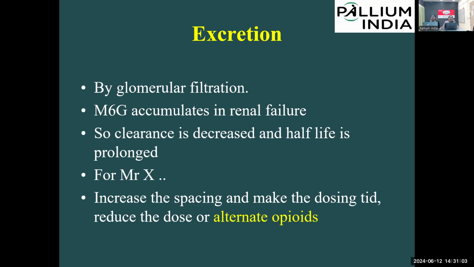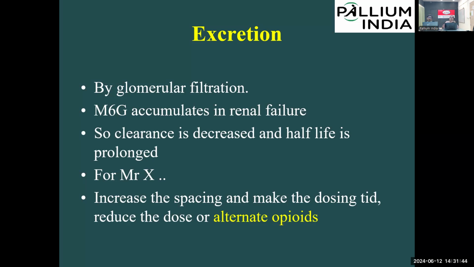And what happens in renal failure, or when the serum creatinine is high? The morphine 6-glucuronide, which is responsible for the analgesic effect of morphine, gets accumulated in the blood. Because the patient is having renal failure, the clearance of the drug from the body would be decreased, and hence the availability of the drug in the body will be prolonged. Since the half-life is prolonged, the morphine would be available in the body for a longer duration of time. So what can we do about it?